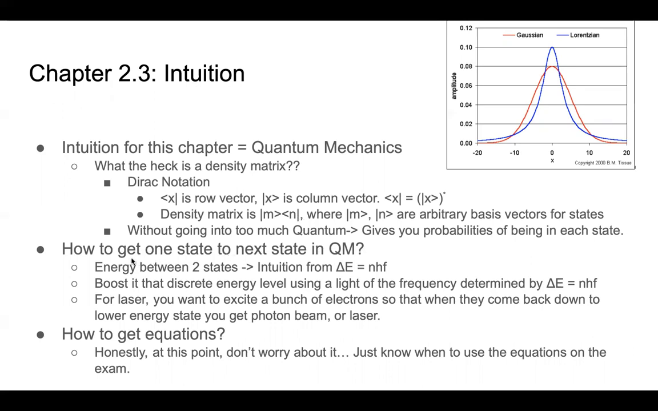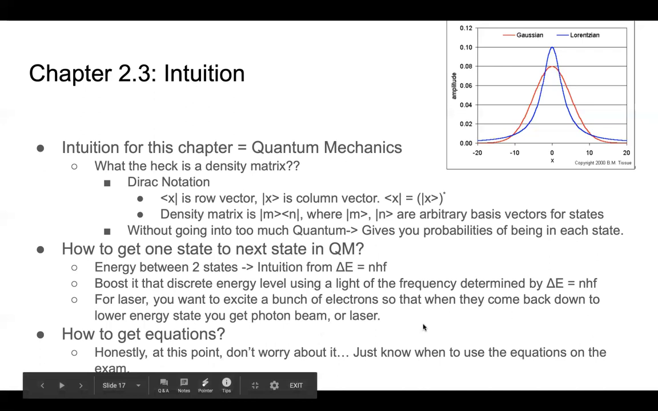And yeah, so how do you get to the next state in quantum mechanics? So the energy between two states, you have this nħf, or nhf, relation. So we need to boost that discrete energy level by using some type of light or energy at the frequency determined by nhf. So for a laser, if you want to excite a bunch of electrons up to some energy state, so that when they come back down, you get some type of light coming out, right? So you get a photon beam, a laser.